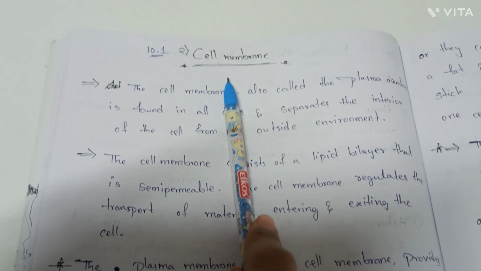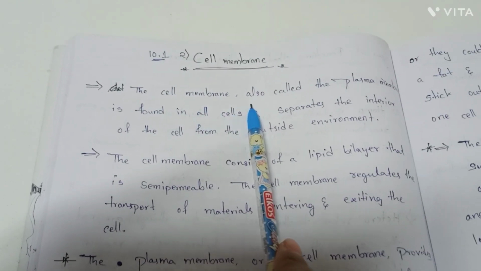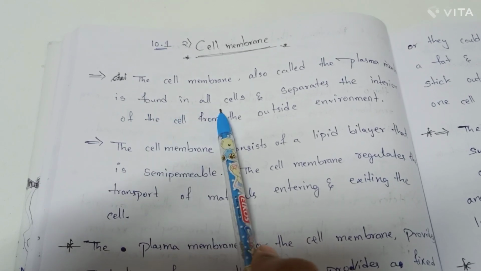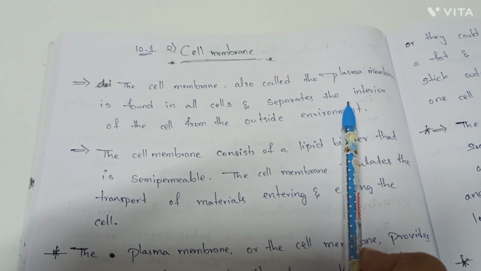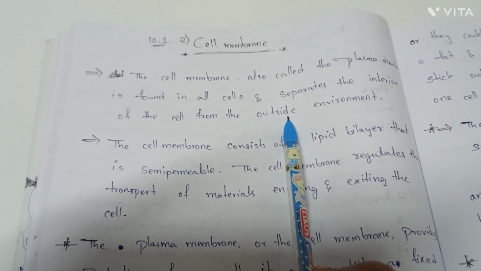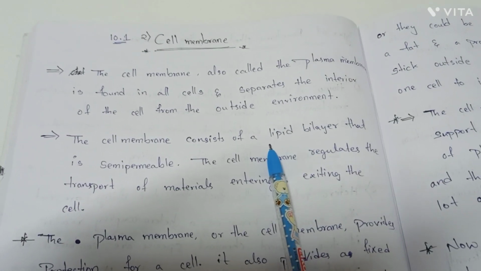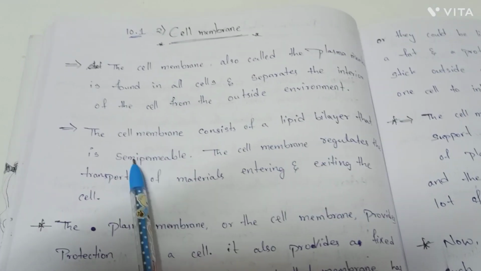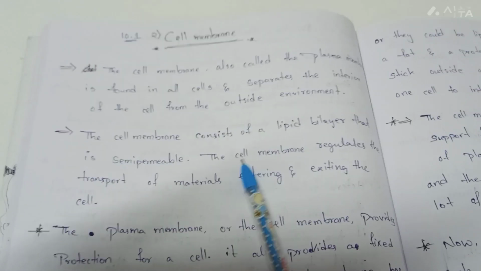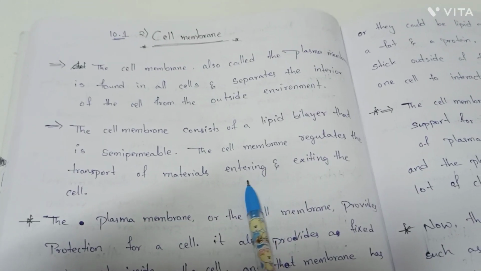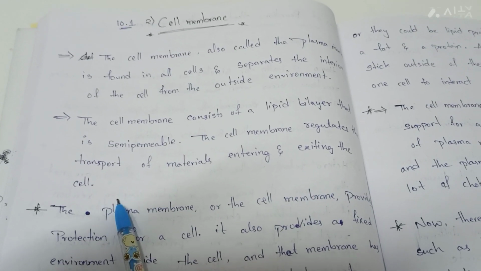And the second topic is cell membrane. A cell membrane, also called the plasma membrane, is found in all cells and separates the interior of the cell from the outside environment. The cell membrane consists of a lipid bilayer that is semi-permeable. The cell membrane regulates the transport of materials entering and exiting the cell.